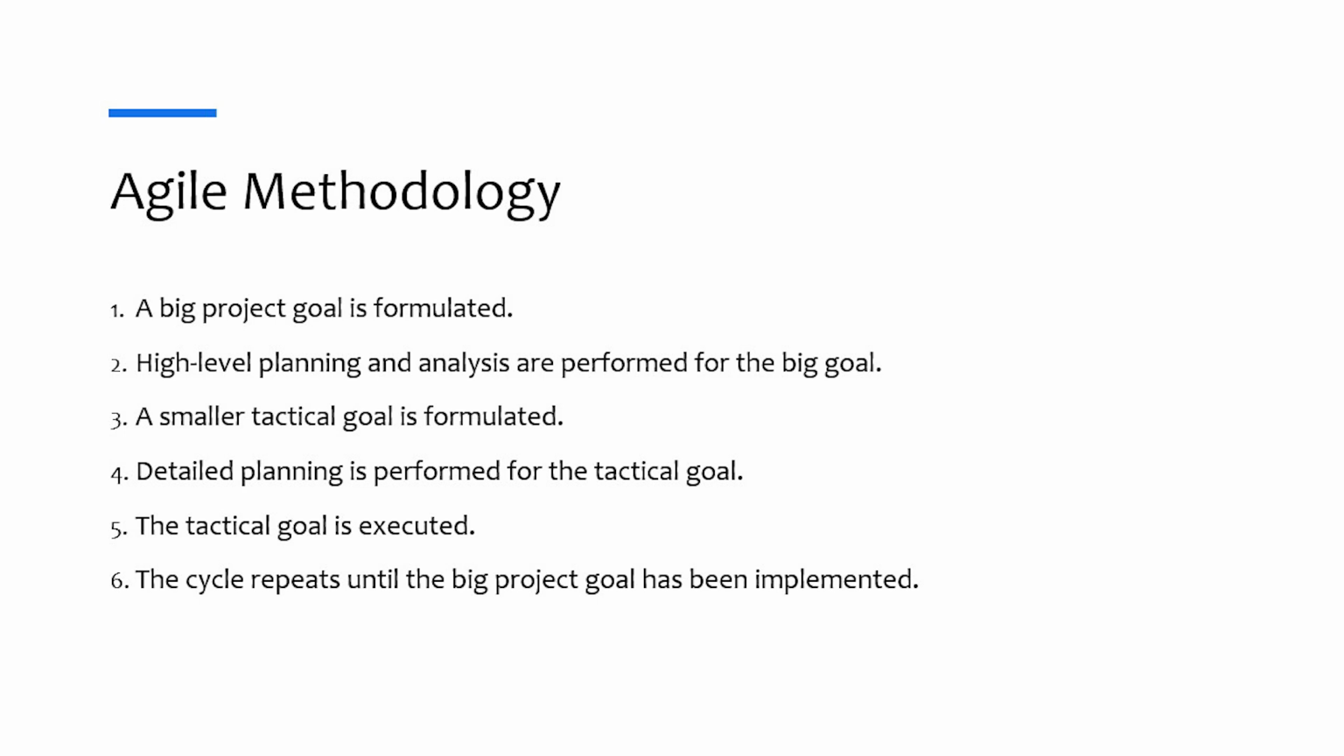Step number 3. A smaller tactical goal is formulated. Step number 4. Detailed planning is performed for the technical goal. Comprehensive estimation and decomposition help clarify which resources are required at the moment to cover the immediate short-term needs. Step number 5. The technical goal is executed. Once it is complete, the revision is made to adopt any new requirements or changes. They are adopted in the big goal and the next technical goal. Step number 6. The cycle repeats until the big project goal has been implemented.